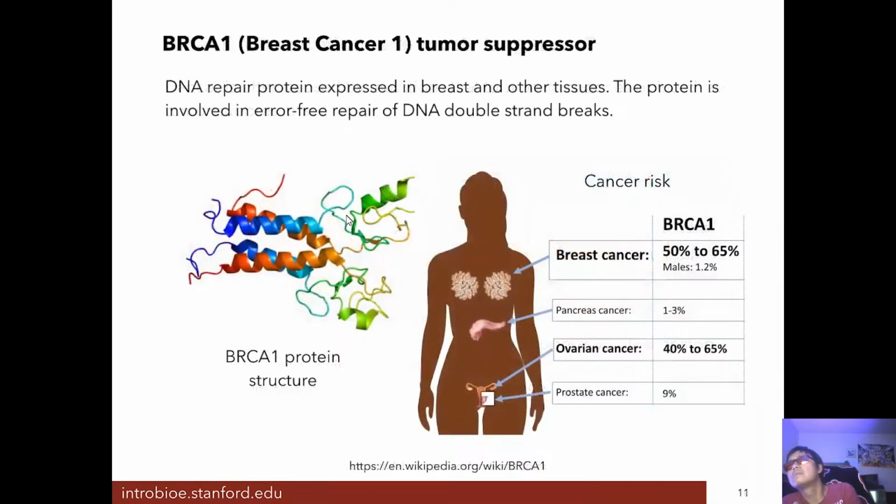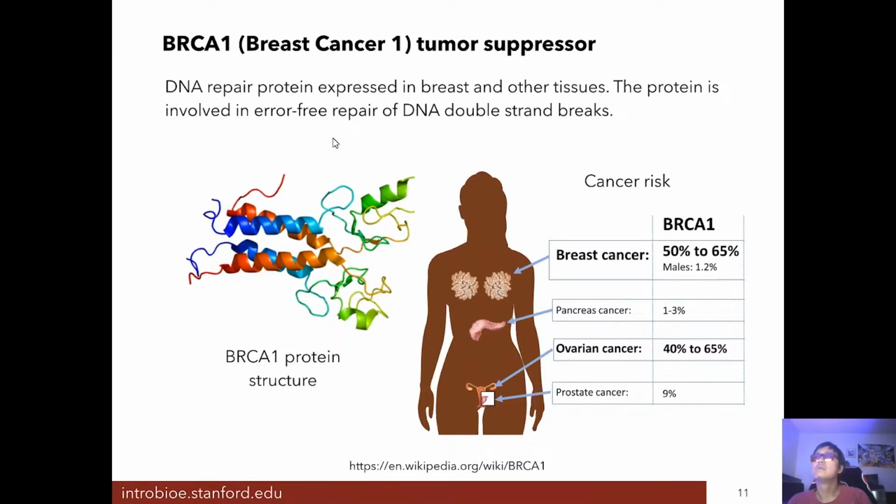Here's an example of a very famous tumor suppressor. You may or may not have heard of BRCA1. BRCA1 is a DNA repair protein that's expressed in breast and other tissues. The protein structure is shown on the slide right here. This is a ribbon diagram showing you the alpha helices or DNA binding regions of the protein and some of the business end of it. The protein is involved in error-free repair of DNA double-strand breaks.